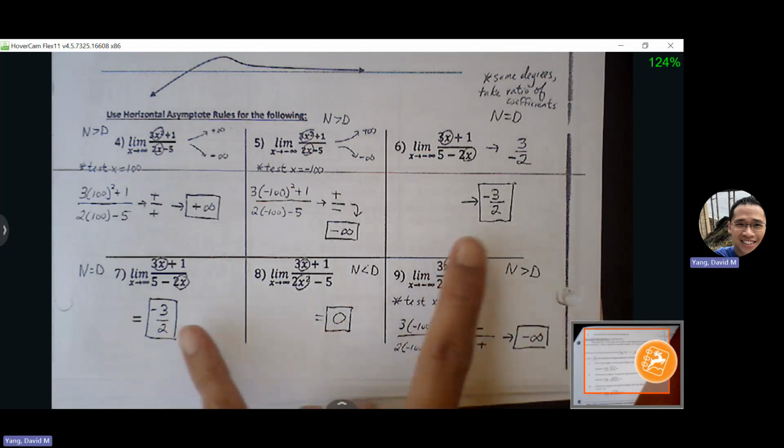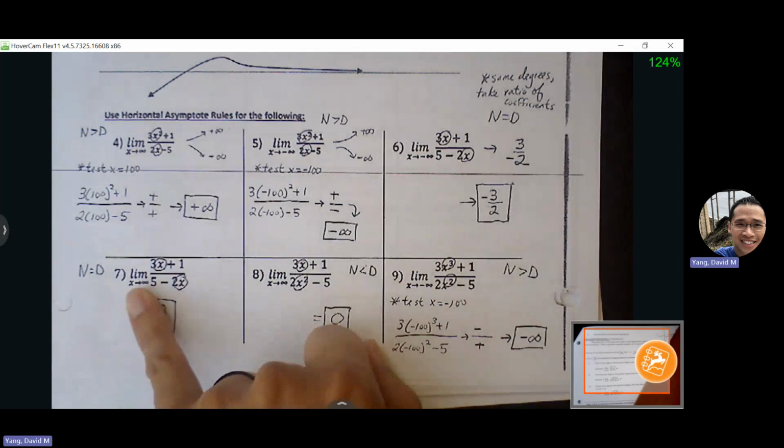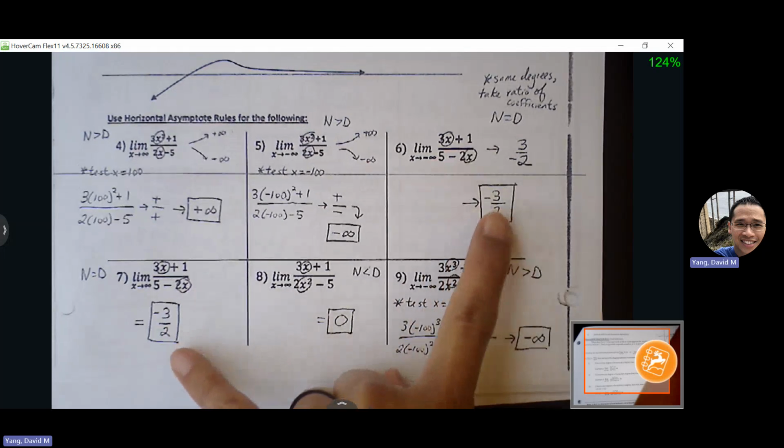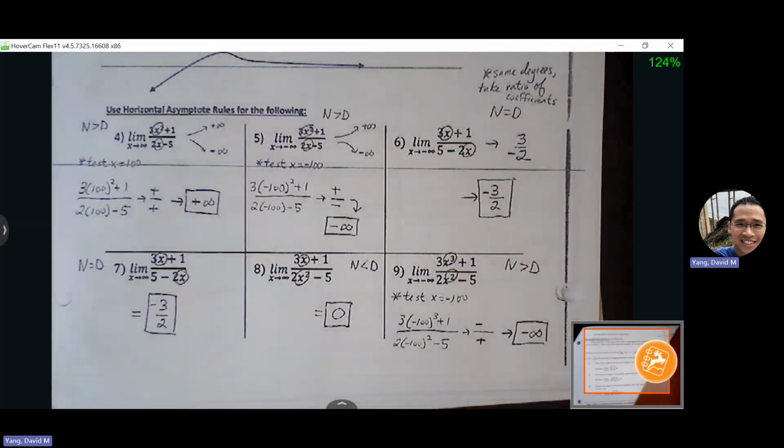So to highlight that fact, if you look at number 6 and 7, one's going to positive infinity, the other's going to negative infinity. The ratio of the coefficients is the same, so my horizontal asymptote is holding steady. It does not change to a different number because we're going in a different direction. For 8, my denominator has a higher degree, so my fraction is getting smaller and smaller. So that value is getting closer towards 0. So that's where my horizontal asymptote is, y equals 0.